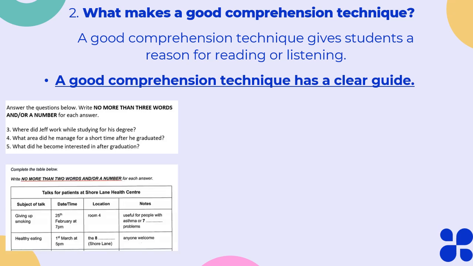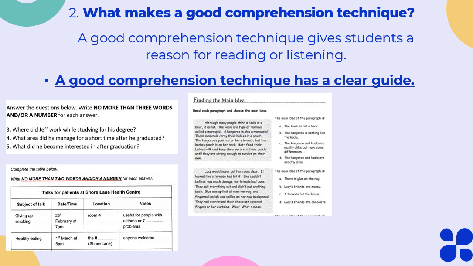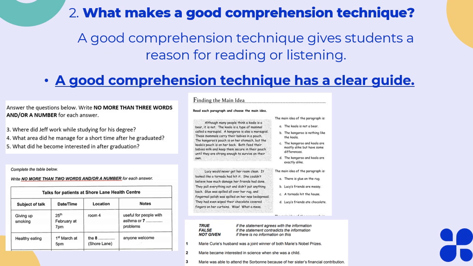For example, before a listening task, you might give students a chart with headings like location or notes, and then you ask them to complete it while listening. Or for reading, you could ask students to read and find specific details, such as the main idea of each paragraph. Another activity could be providing true or false statements for students to verify as they read or listen.